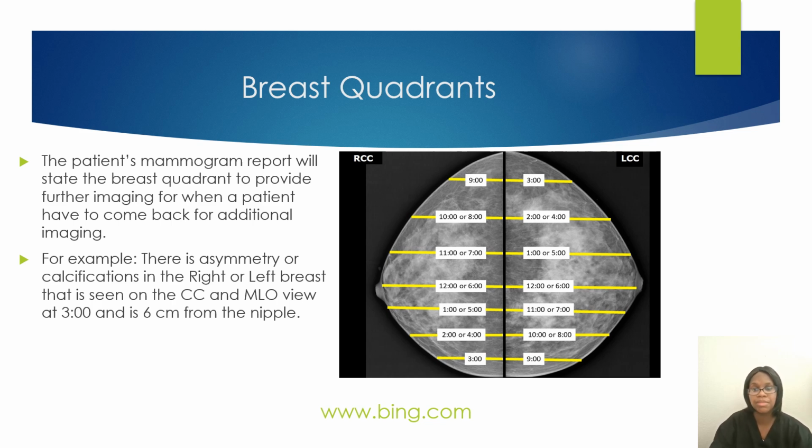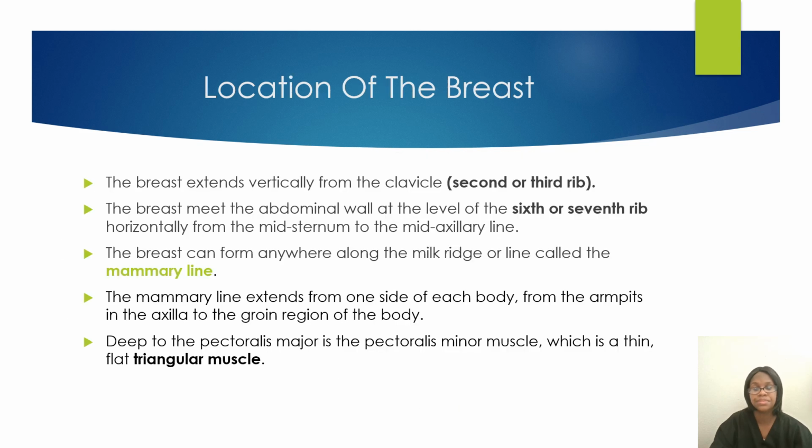A radiologist may have drawn measurements from that lesion or calcification to the nipple or from the nipple to that lesion, and then they will put in a report, hey, it's at 3 o'clock, 6 centimeters from the nipple, but sometimes they may not put it in there. So it's either good to know what area you're looking at or go and ask questions to the radiologist just to be sure that you're imaging the right area.